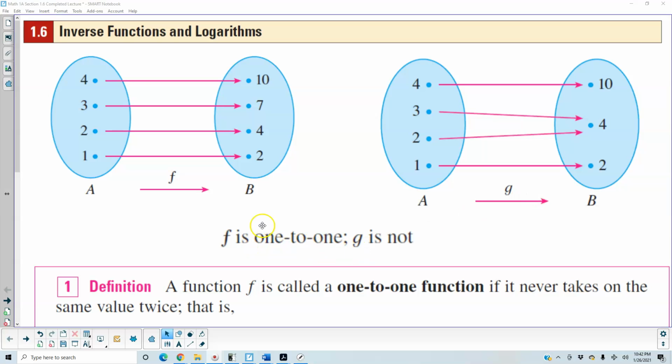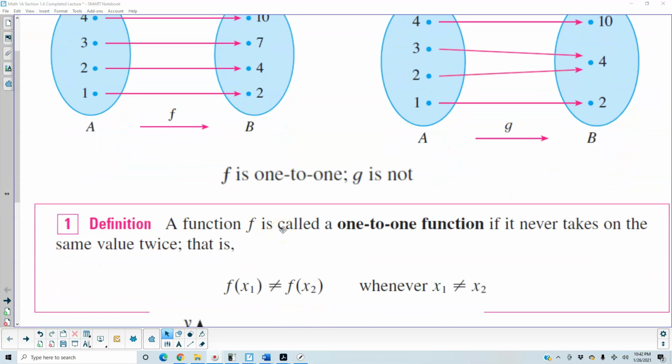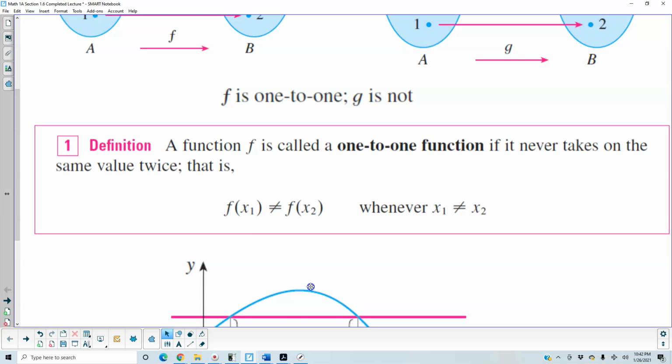Now if we look at f, it is a one-to-one function because every value of x takes on one value of y. Whereas for the function g, you have values of x, 3 and 2, that take on the same value of 4. Now, the definition: a function f is called a one-to-one function if it never takes on the same value twice. That is, f of x1 does not equal f of x2 whenever x1 does not equal x2.